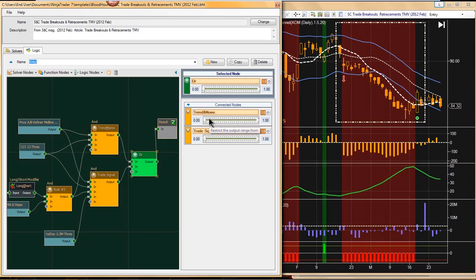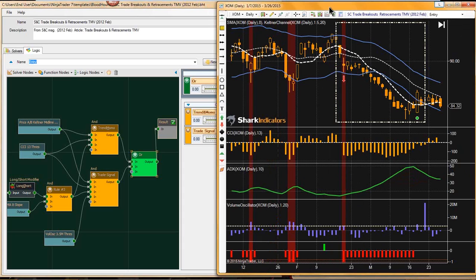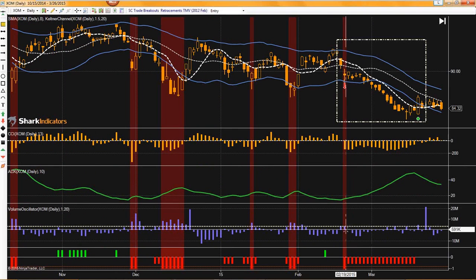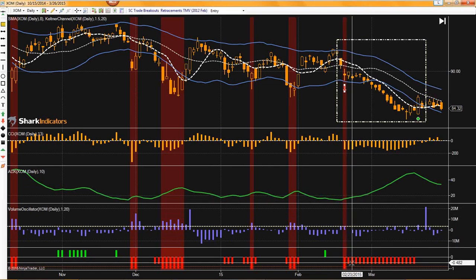So here's a practical use for these sliders. I can take the trend and Momo and slide it back a little bit. Let's go to 0.6. And now if we look at our chart, you can see we get a racing stripe when all four rules are met, but then BloodHound's also giving us this partial output that tells us that the trend and the momentum are also being met as well.